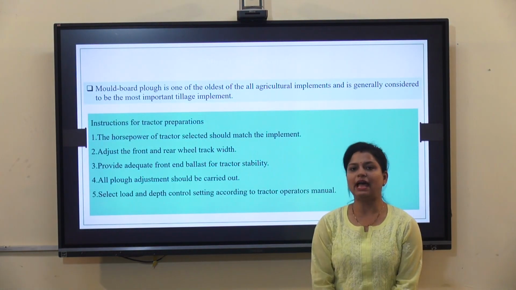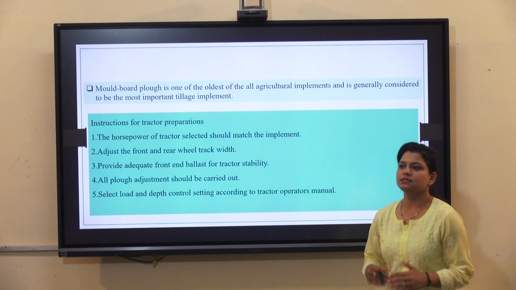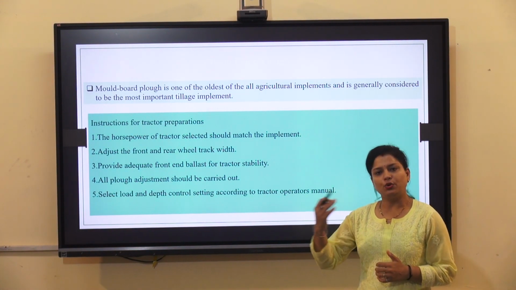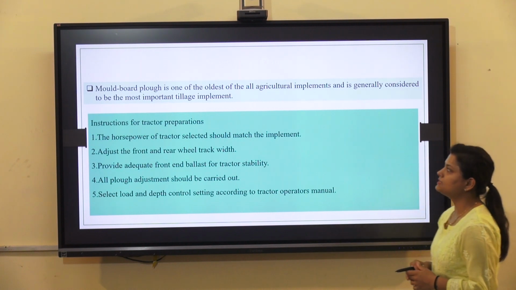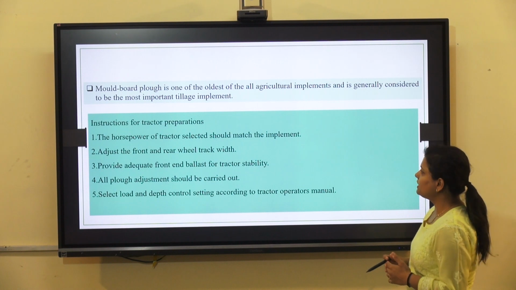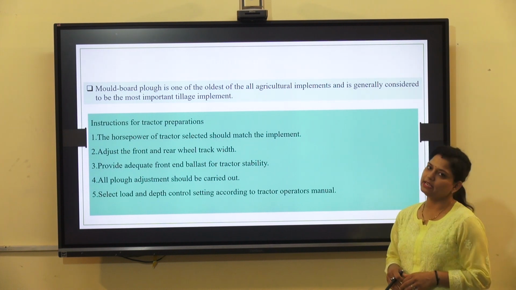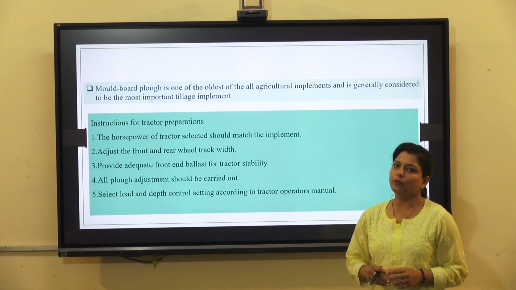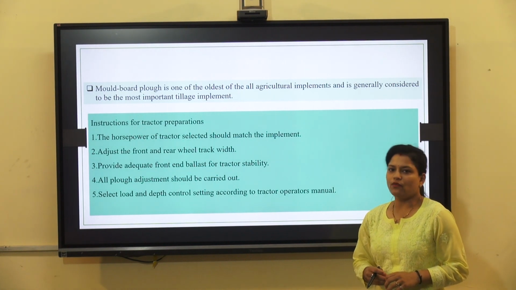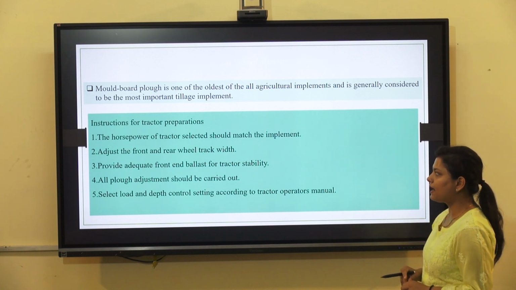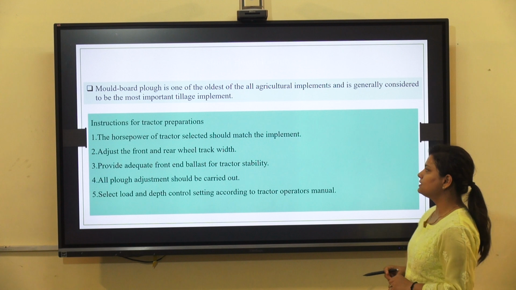Next is the moldboard. As I told earlier, some adjustments are needed before we put our implement to the field. As we know, the moldboard is one of the oldest of all agricultural implements and is generally considered to be the most important tillage implement. So here are some instructions which we have to keep in mind before we go for field preparation. First one is the horsepower of the tractor selected should match the implement.